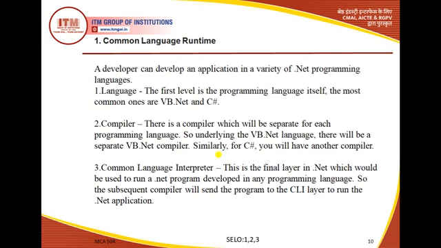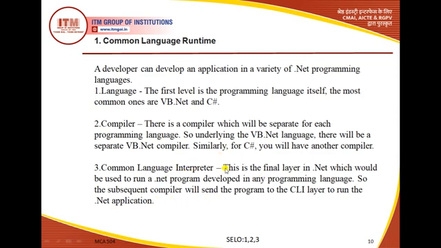Compiler: there is a compiler which will be separate for each programming language. A key feature of this .NET framework CLR is that every language has a different compiler. So underlying the VB.NET language, there will be a separate VB.NET compiler. For every programming language being used, like VB.NET or C#.NET, a different compiler will be present.